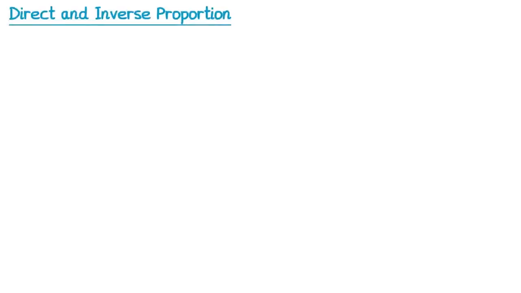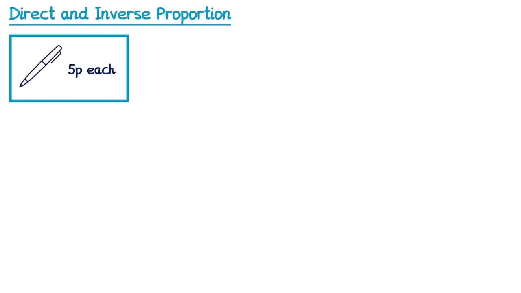In this video, we're going to look at direct and inverse proportion. Let's begin by looking at what it means for things to be directly proportional. Imagine we had a shop that was selling pens and pens cost 5 pence each.